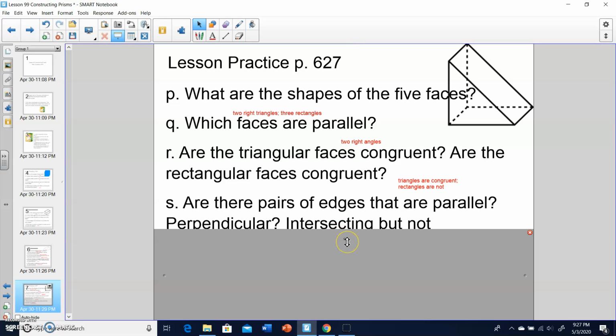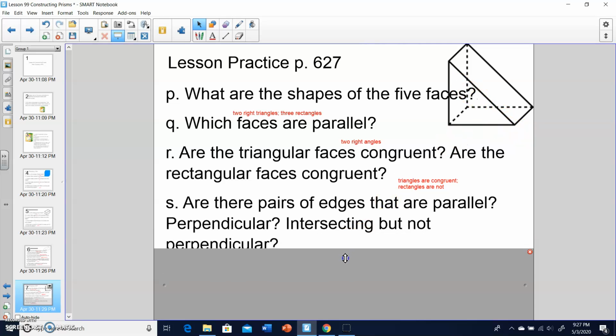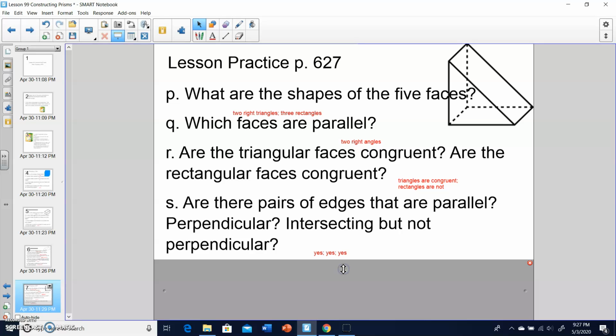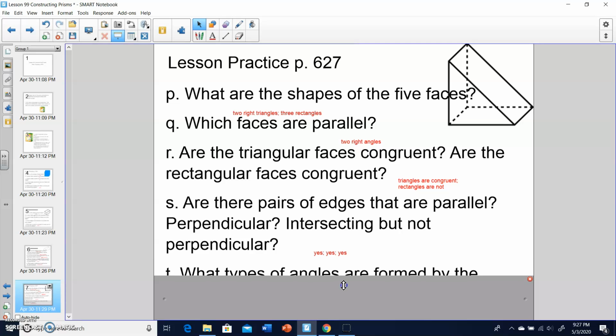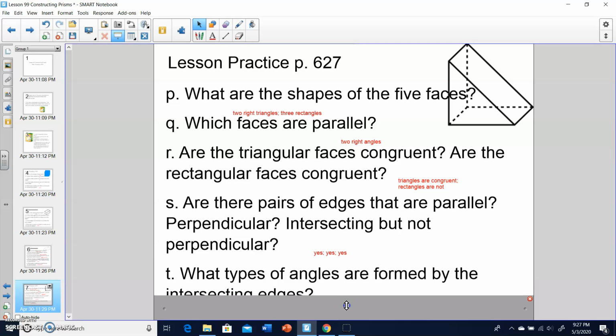We have some lines that are intersecting but not forming right angles. Yeah, right here. Okay, this part of the triangle forms an intersecting line, but they're not perpendicular. What types of angles are formed by the intersecting edges? Okay, well, again, we have some right angles and we have some acute.